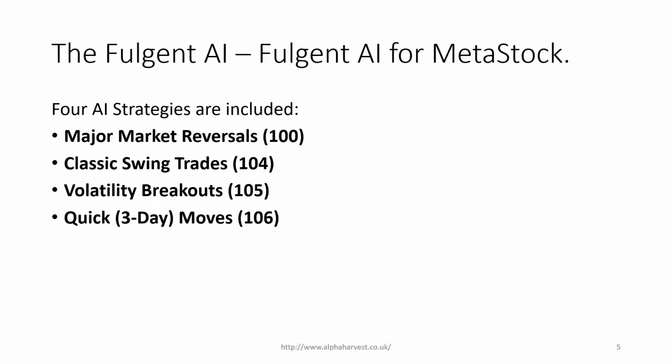Now, these 4 AI trading strategies cater for various types of trading styles, whether you're a swing trader or a position trader. Major market reversals will work well for holding periods of a couple of days to weeks to months. Classic swing trades for a couple of weeks as well. Volatility breakouts are quick moves as well, and then quick 3-day moves are in on day 1 and out on the 3rd and 4th day. So all these cater for different trading styles.